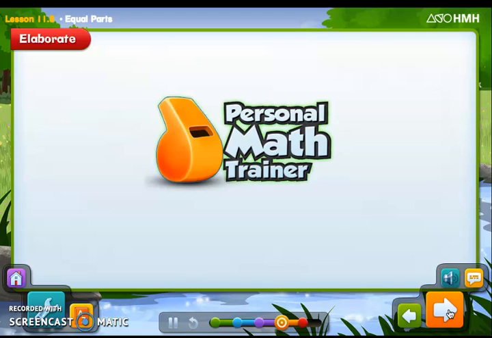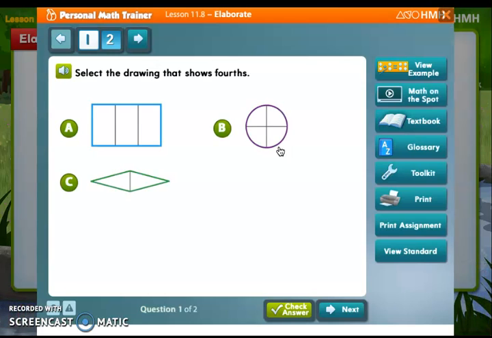Now let's practice with the personal math trainer. Okay, so we're gonna do this together. All right, so it says select the drawing that shows fourths.